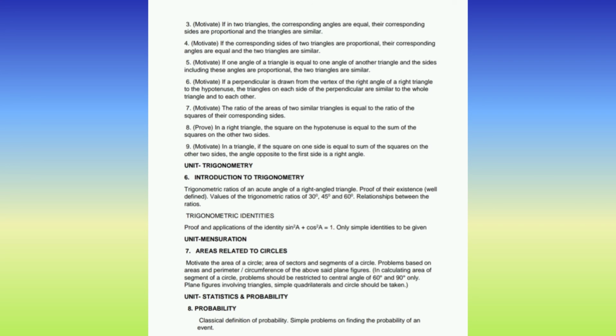The probability value not more than 1, not less than 0. Within 0 to 1, and this is the probability values. Just to find the probability when tossing a coin, drawing a card and throwing a dice and spinning a wheel, just like this question, very very simple question will come, and 4 options will be there, and you have to choose which option is correct.